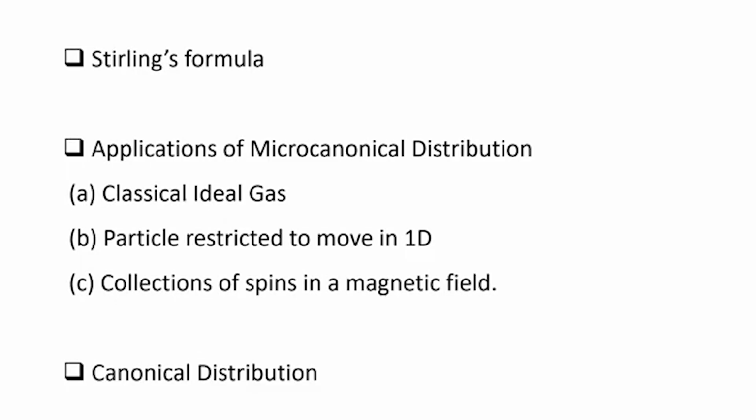So, let us give a brief introduction to what would be done in today's class. We will do Stirling's formula, and we will also do applications of the microcanonical distribution, particularly the classical ideal gas, which is what we were doing earlier. And simple problems such as a particle restricted to move in 1D, like a particle confined in a 1D box, and we will also do a collection of spins in a magnetic field.